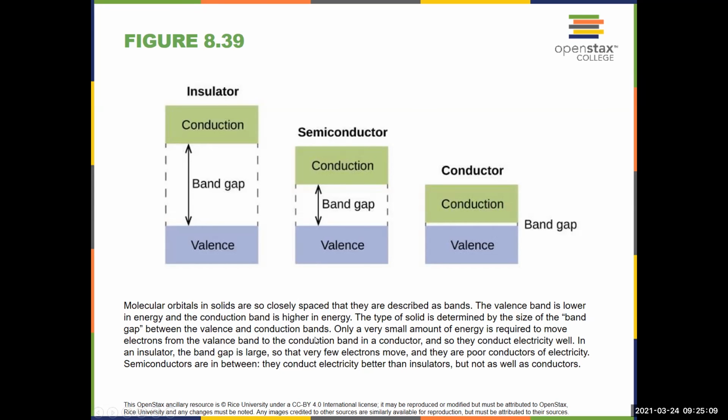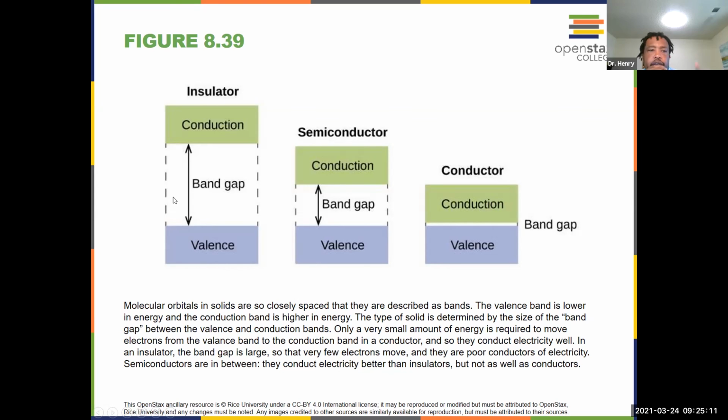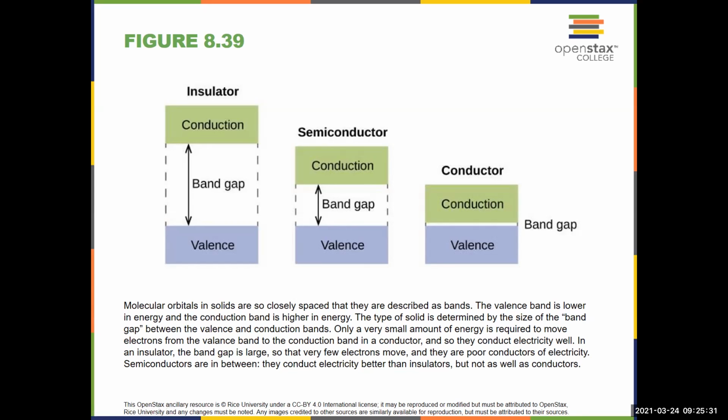Kind of, yeah. So it takes more energy to go from valence to conductive because you have a big gap between the two. With a semiconductor, you have a smaller gap between valence and conductive. With a conductive material, you have no gap between the two. Oh, okay.